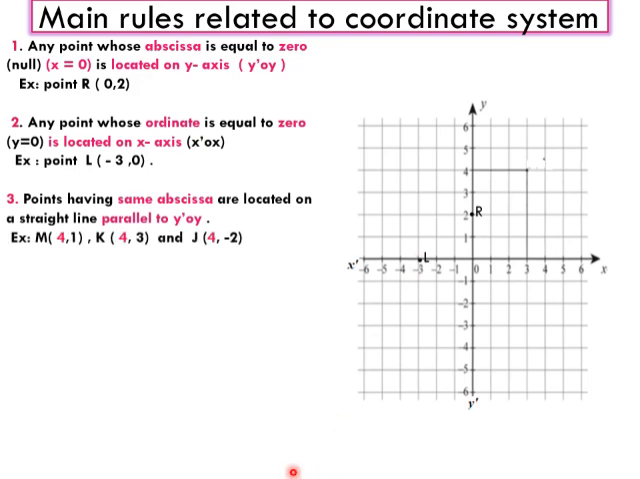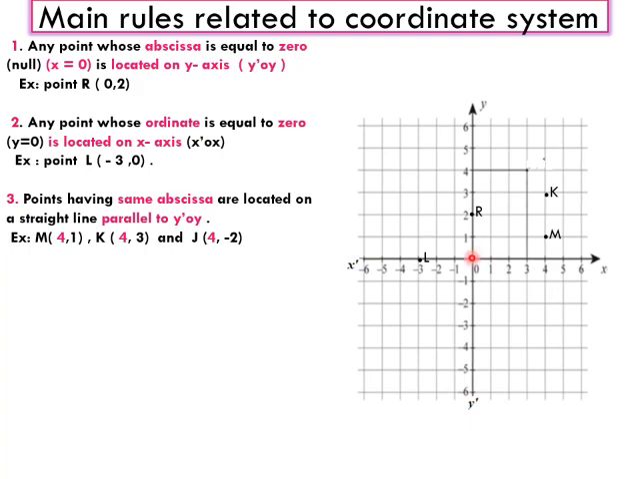Points having same abscissa are located on a straight line parallel to y prime or y. For example, we have these 3 points. Let us start plotting them. Point M of coordinates 4, 1. We start at the origin O. We move 4 units to the right along the x-axis, then go upward 1 unit along the y-axis. So point M is located here. Point K of coordinates 4, 3.